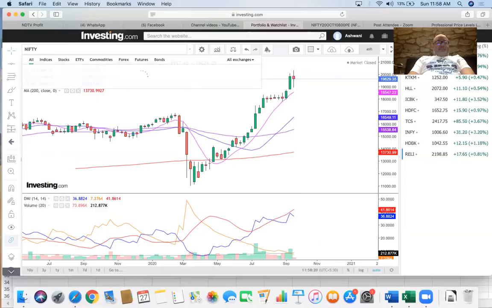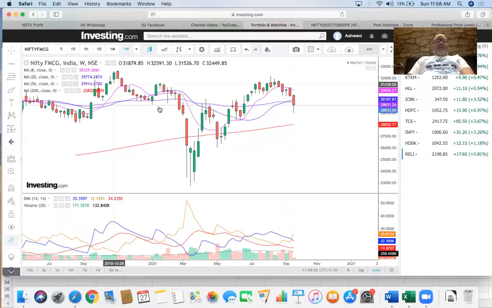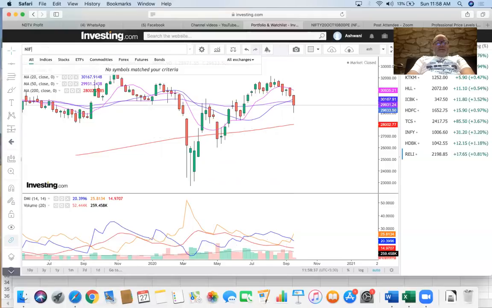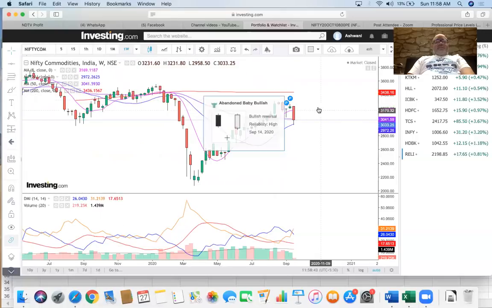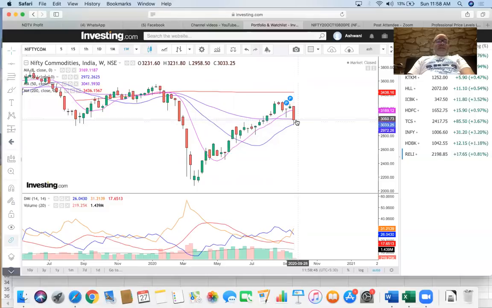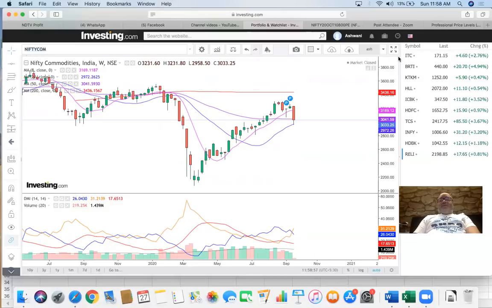Nifty FMCG, these are all weekly charts to get a sense of what is happening. Again, Nifty FMCG, you can see, is trending on the downside. Nifty Commodity, strong downside bar despite whatever rally you had on Friday. So if you look at all of these charts, they are not looking good. Now let me also take you through the top 10 heavyweights on the Nifty.